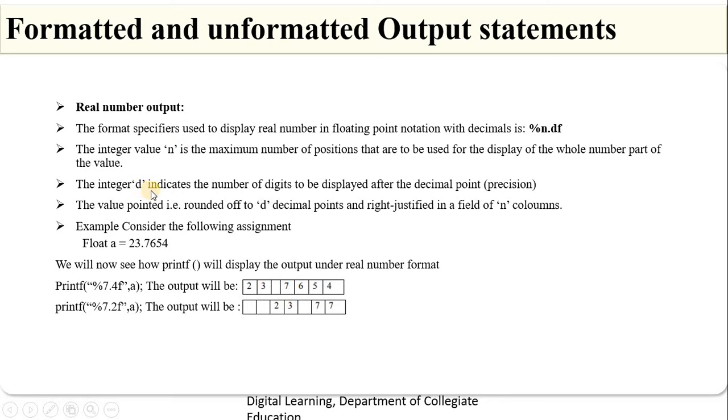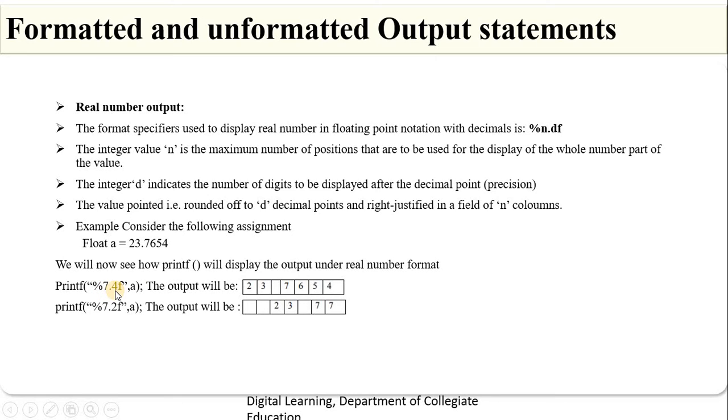Whereas the d indicates the number of digits to be displayed after the decimal point. So let us consider an example. If float a equals 23.7654, then if we have a printf statement wherein the format specifier is 7.4f, it means that there are a total of 7 positions available for the numbers before the decimal point and also the numbers after the decimal point.